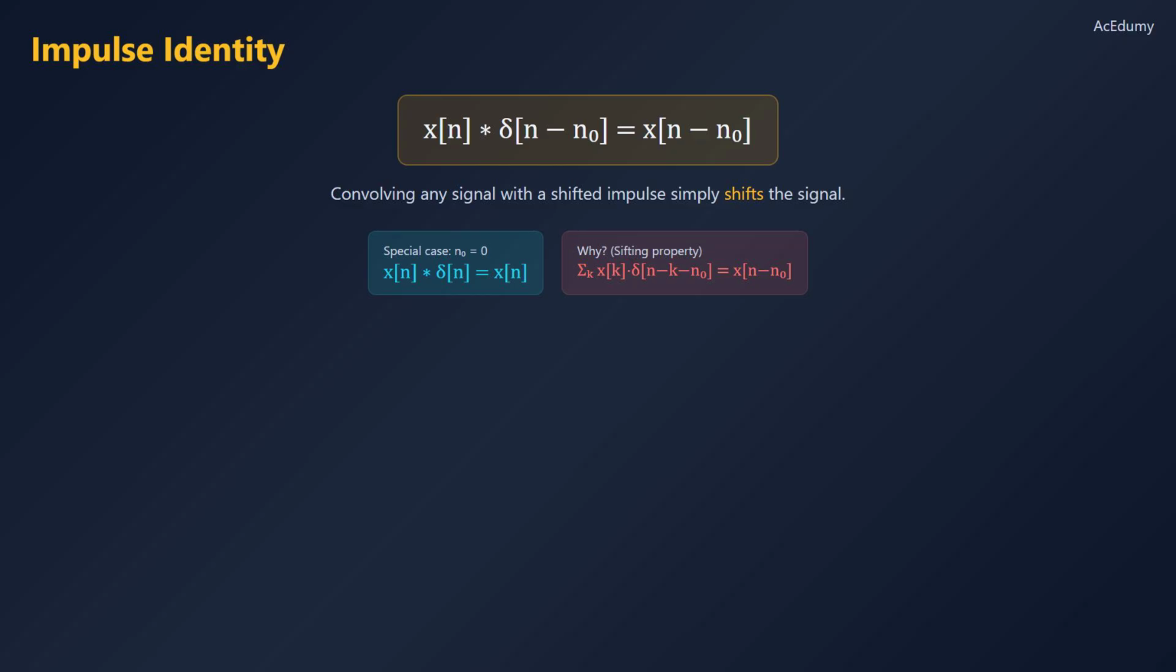Perhaps the most important property involves the impulse function. When you convolve any signal x[n] with a shifted impulse delta[n - n0], the result is simply x[n - n0], the original signal shifted by n0. This follows directly from the shifting property of the impulse. The impulse acts as the identity element for convolution, just like multiplying by 1 in arithmetic.